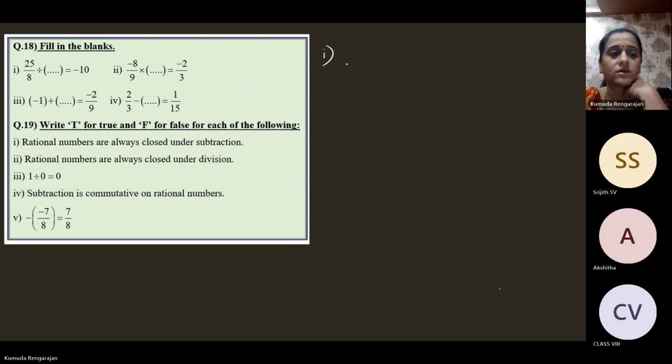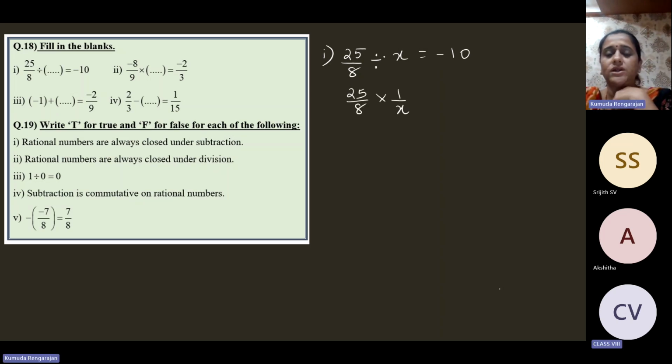Yeah. So 25 by 8 divided by, we'll just take it as x, okay? X is equal to minus 10. What will be the next step? 25 by 8 into 1 by x. Division becomes multiplication. Reciprocal of x is 1 by x is equal to minus 10.